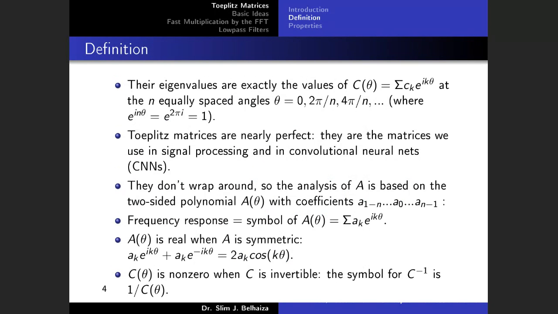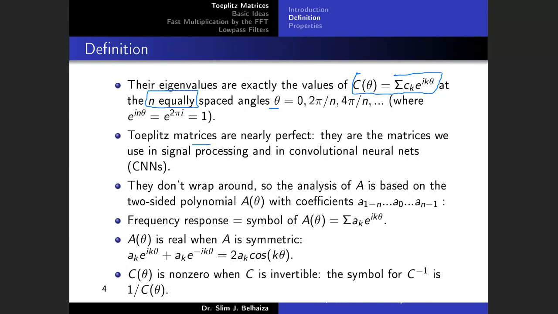Now, their eigenvalues, for these matrices, are the values given by c of theta, which is the sum of c_k times e to the power i k theta at the n equally spaced angles theta, which are given by 0, 2 pi over n, 4 pi over n, as you've seen with the Fourier matrix.